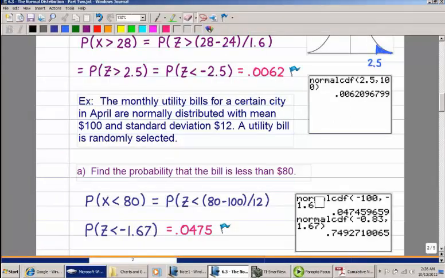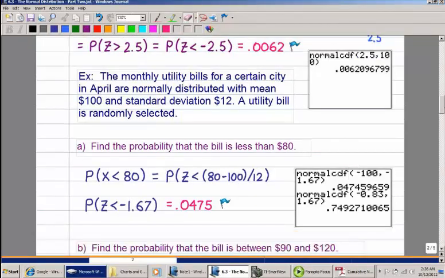And there's the calculator, normal CDF. The next normal CDF is for the next problem. So negative 100, because you're starting from negative infinity, because you stay with less than. Negative 100, comma, to negative 1.67. And there it is. 0.47, rounded would be 0.475.